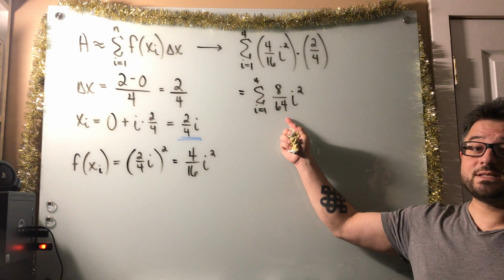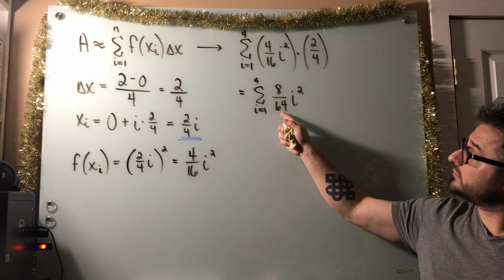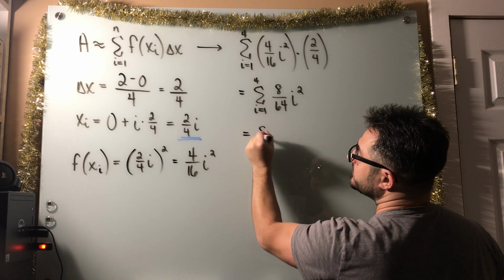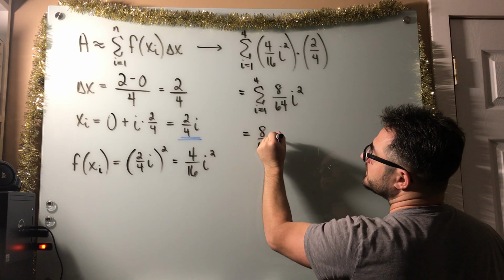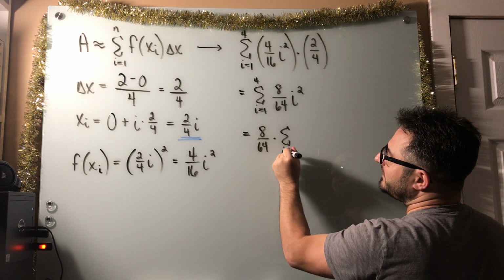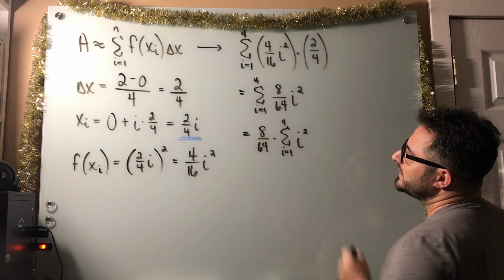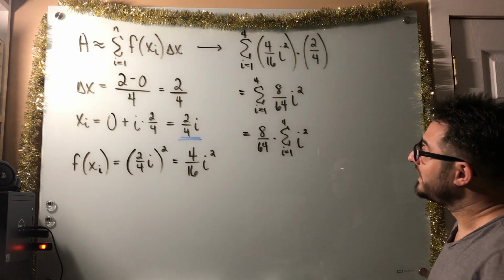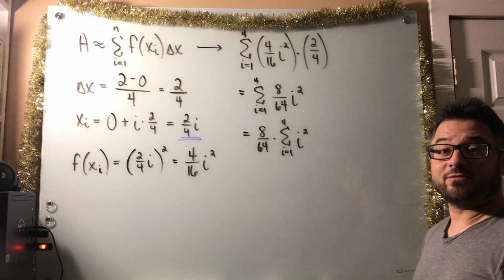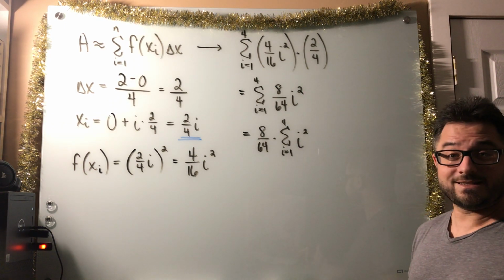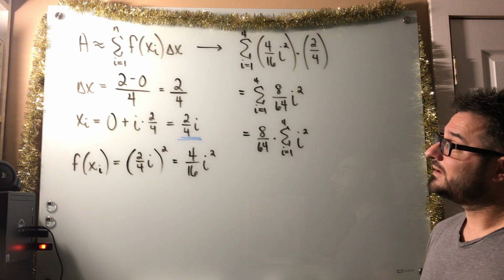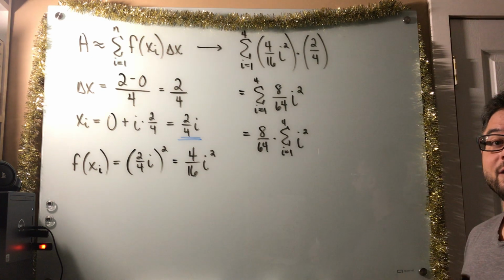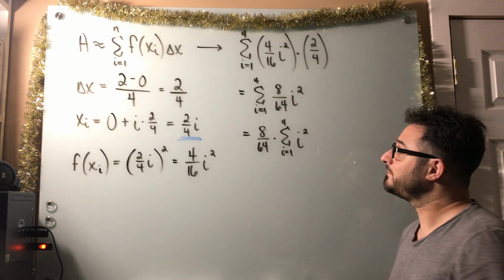And what we've got now is a very simple sum to evaluate. We can bring the coefficient, the 8/64, out in front by the constant multiple rule for sums. And what we have after that is the sum of i squared, for which we have a formula. Provided, of course, that our indexing variable starts at 1, which it does. We designed the whole thing that way based on the idea that we're using the right endpoint of each subinterval. So that worked out perfectly.